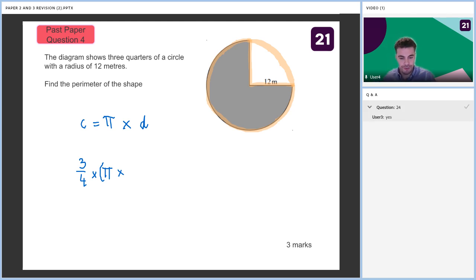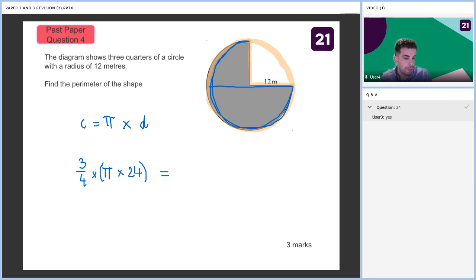Wonderful stuff. Thank you very much for all your answers. The correct answer, you are all spot on, is 24 meters. Remember, the diameter is the distance all the way across the shape. Always double the radius. Okay, so this calculation here, 3/4 multiplied by pi times diameter, is going to work out for me the curved part, if you like, of the perimeter of this shape, this section just here.